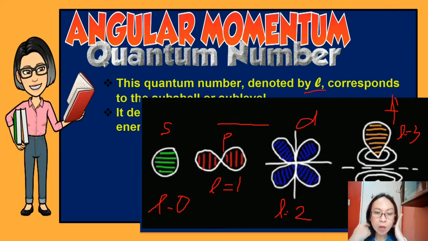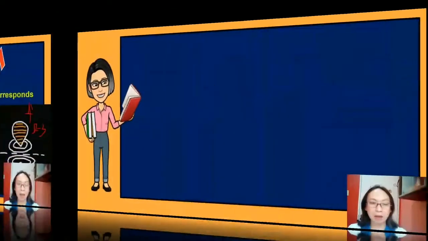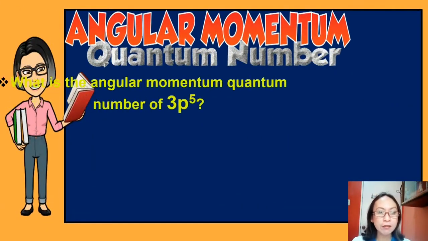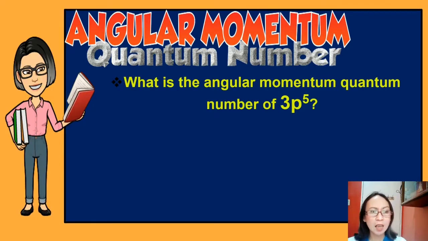So again, for the s, you have 0. For the p, you have 1. For the d, you have 2. And for the f, you have 3. That is the only basis we use for the angular momentum quantum number. Okay. So let's have this drill. The question is, what is the angular momentum quantum number of 3p5?